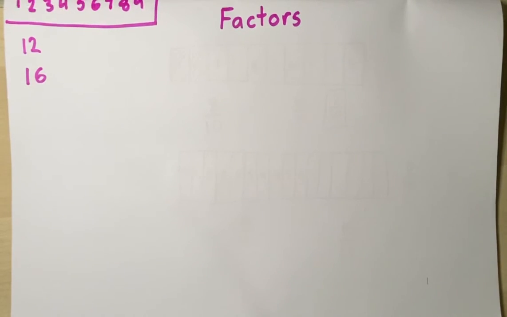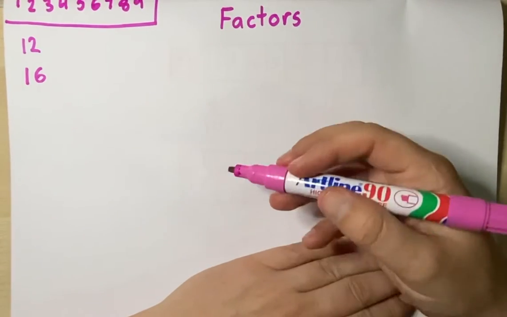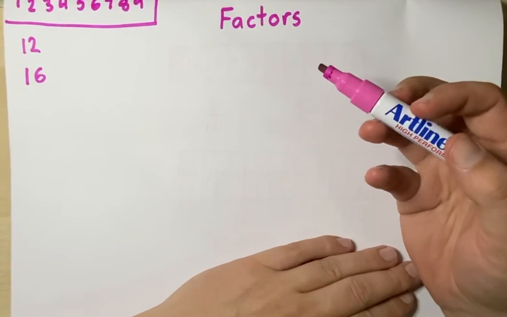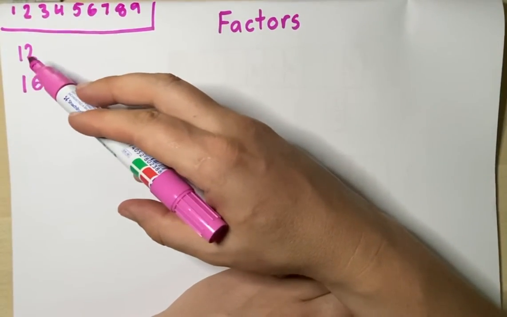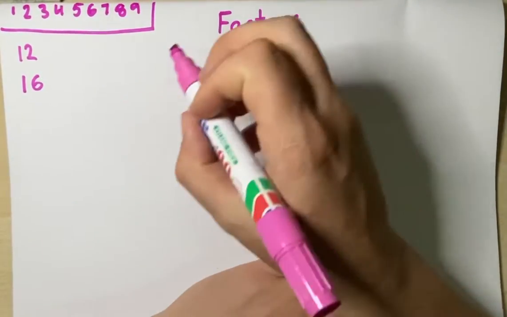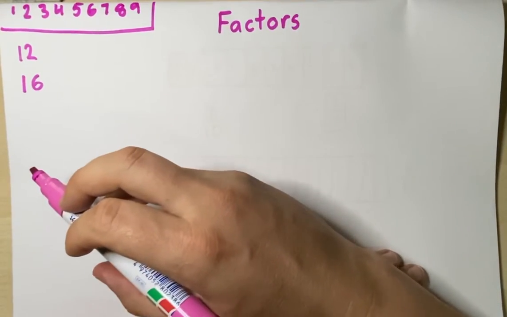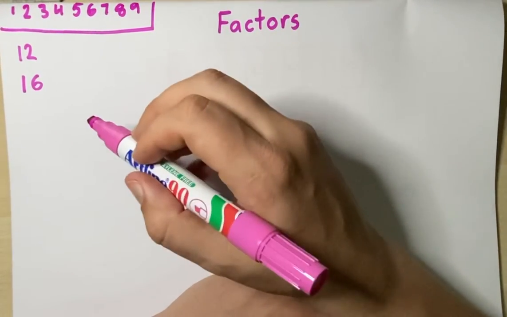In today's lesson, we're going to be looking at factors. Now, factors are the numbers that multiply to get a product. Now, remember, product means the answer when we multiply two numbers. So here, the product is 12. And to work out what the factors of 12 are, we need to ask ourselves, what numbers can we multiply to get 12?